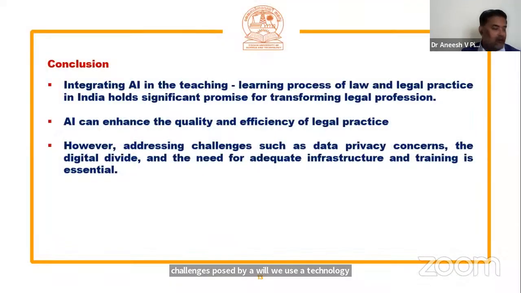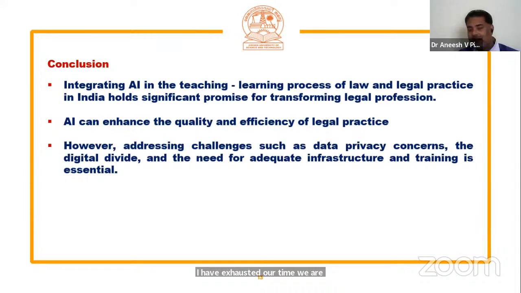So I think I have exhausted our time. We are on sharp time. So as I said, legal education or the legal field can be transformed to a large extent with the help of artificial intelligence. It has application in students' life, for the general public, lawyers, and the judiciary. Even for legislation making, AI tools can be used. So the legislature can easily make legislation.